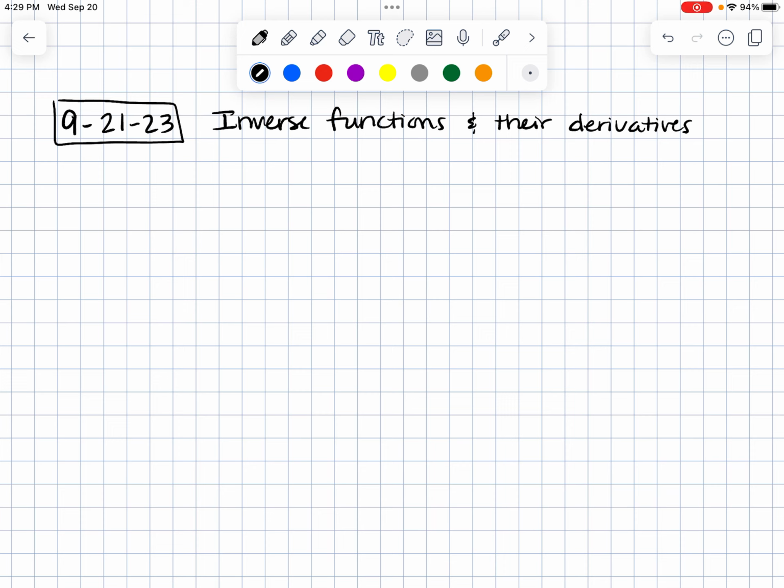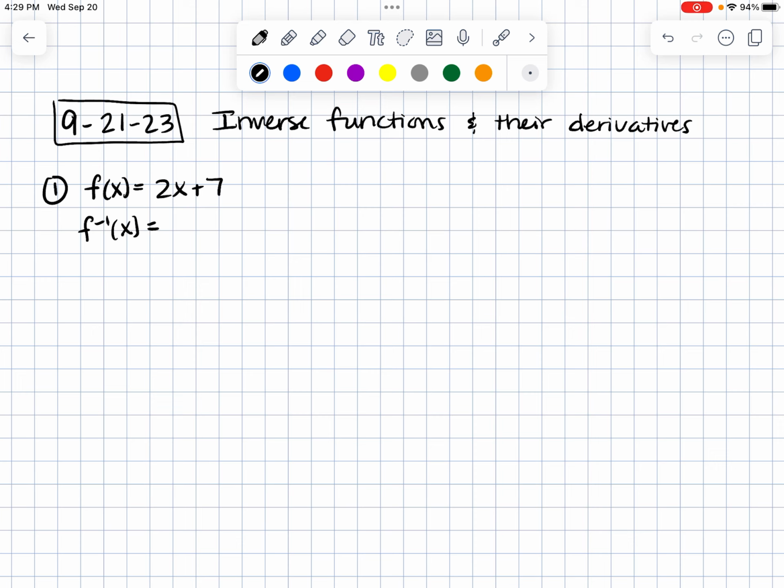So first, I want to do a really quick review of what inverse functions are and how to find them. Okay, so from Algebra 2 trig, let's say I gave you this example: f of x equals 2x plus 7, and then I asked you to find f inverse of x.